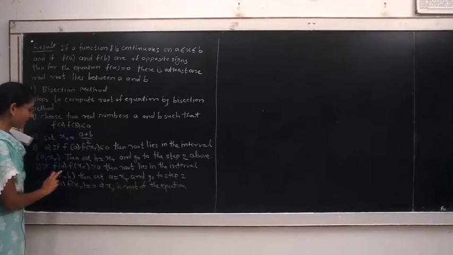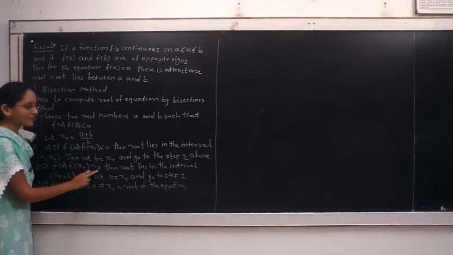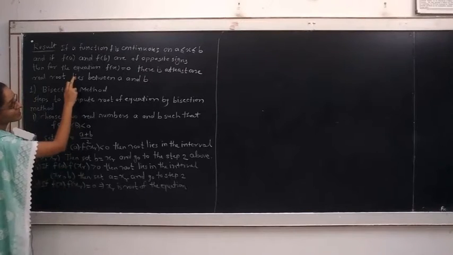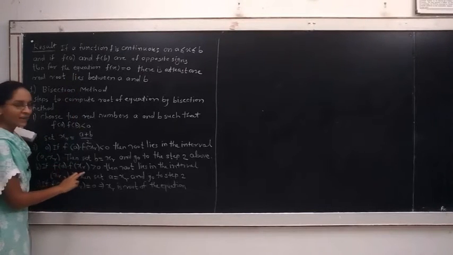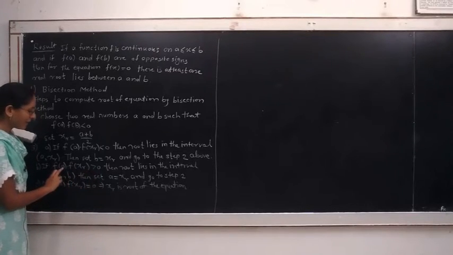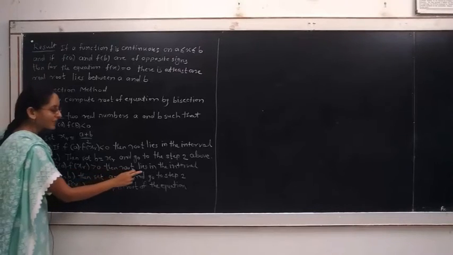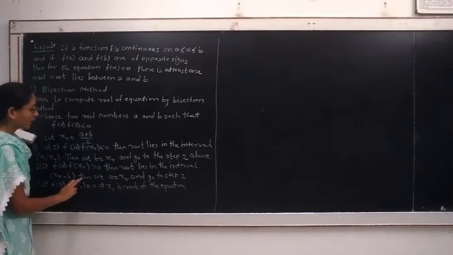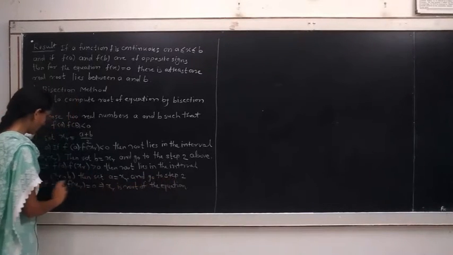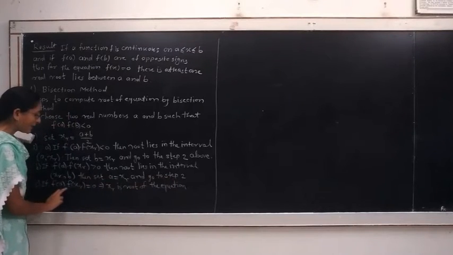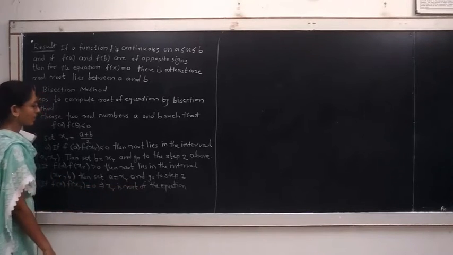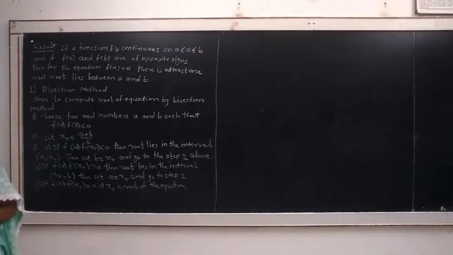In the second case, if f(a) times f(x_r) is positive, meaning they have the same signs, then by this result the root doesn't lie between a and x_r. If their product is positive, then the root doesn't lie between a and x_r. Then the root lies in the interval x_r to b. Then set a equal to x_r and go to step number 2. Lastly, if f(a) times f(x_r) is equal to 0, then x_r is the root of the equation. Now we see one example of this method.